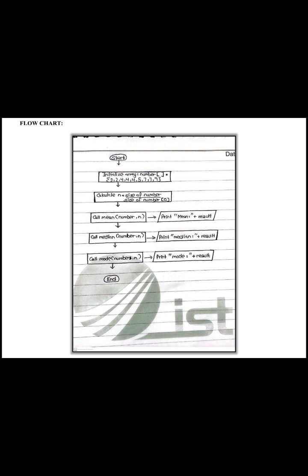This flowchart begins with taking array elements as input from the user. The program calculates the mean by finding the average of all elements. Then the array is sorted for median calculation. After that, loops are used to compare elements and determine the mode. Finally, all calculated values are displayed on the screen and the program ends.